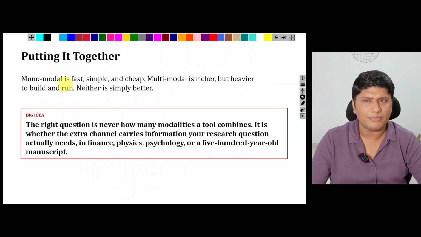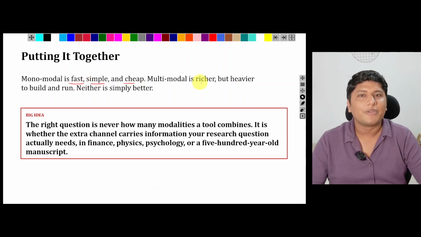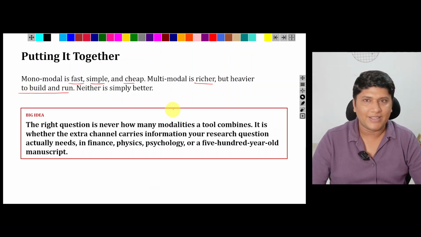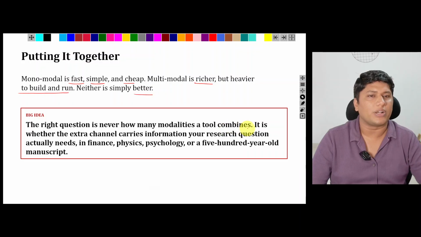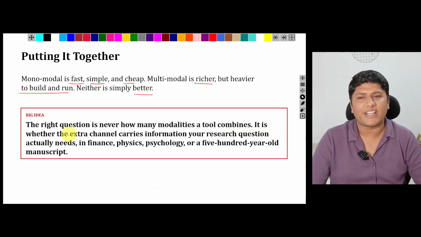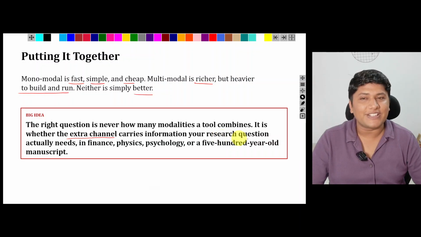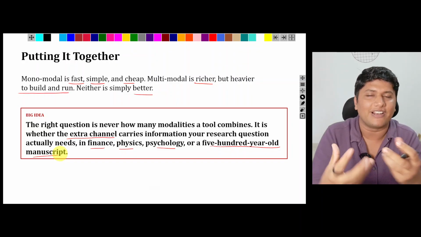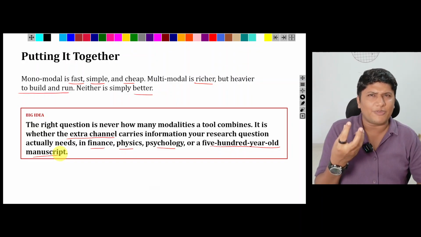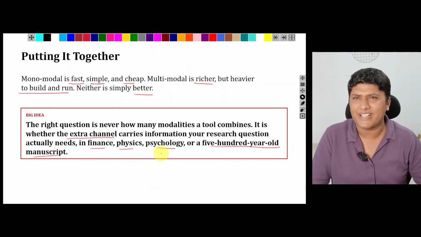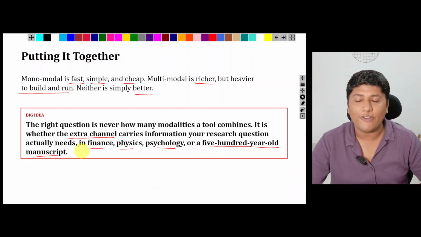Now, if we put it together, monomodal is fast, simple, and cheap, but multimodal is richer but heavier to build and run, and that's why it is costly. Neither is simply better or worse. Okay, the right question is never how many modalities a tool combines. It is whether the extra channel is needed, whether it is carrying some information your research question actually needs, in finance, physics, psychology, or a 500-year-old manuscript. Does it need that channel? By channel, what do I mean? The kind of input. Okay. If it does not need that, we don't need that. That's the idea of the entire multimodal AI.